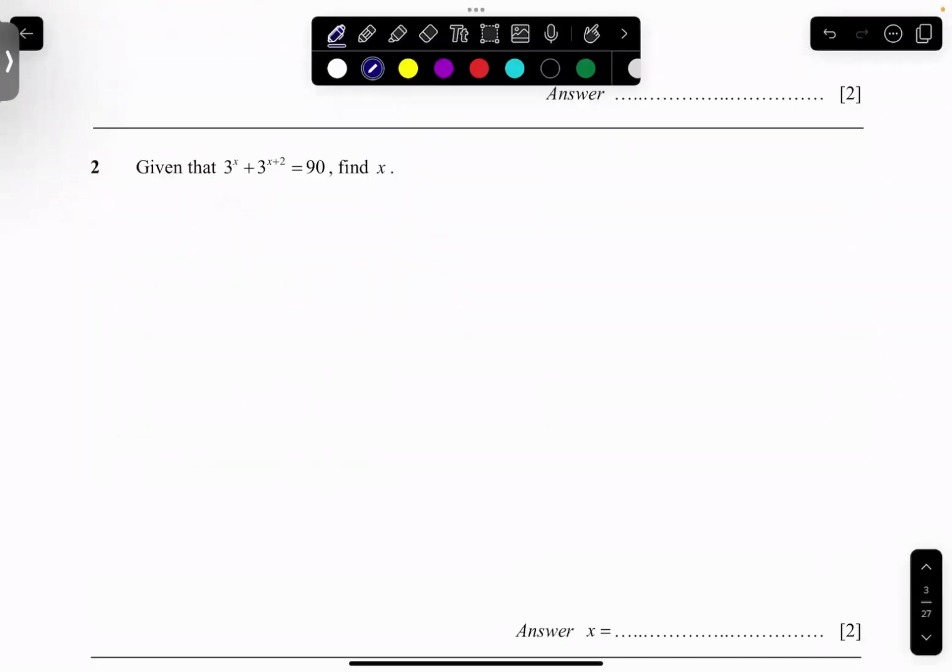Question 2. And this is a tricky one. 3 to the power of x plus 3 to the power of x plus 2 equals 90. Find x. What happens is that with indices, we don't really have an addition law. So when we see a question like this, two things come to my mind. First, I need to know how to split the indices. Second, I need to factorize the indices. So what do I mean?